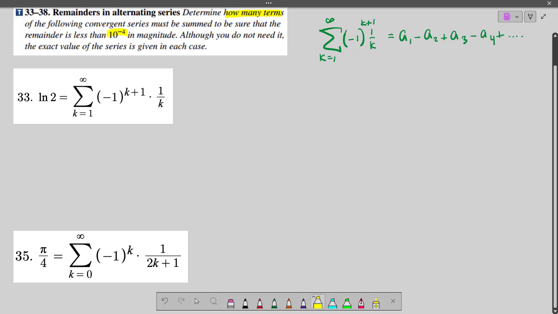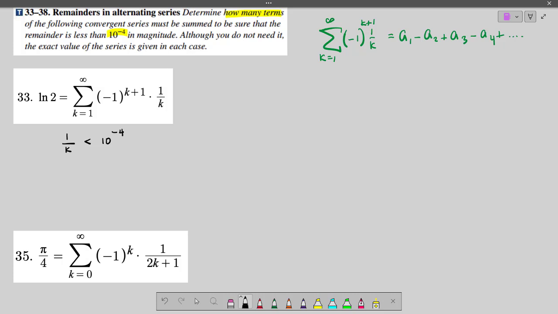Now this says we want to find how many terms, and when they say how many terms, we mean the least number of terms so that the remainder is less than 10 to the -4 in magnitude. All right, so we want the remainder less than that. So what we know is that we want to figure out what k value satisfies this. So what we're going to do is say, okay, ignore your switch. We're going to take our a sub k. We want to know when is it less than 10 to the -4.